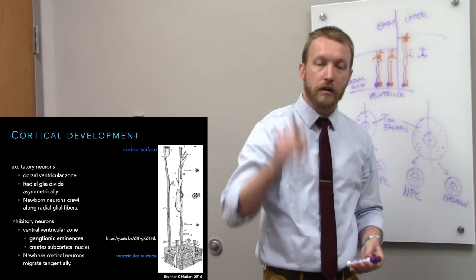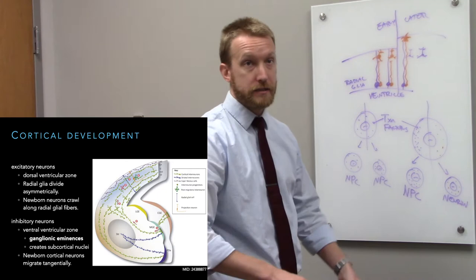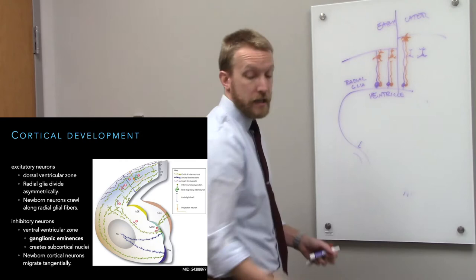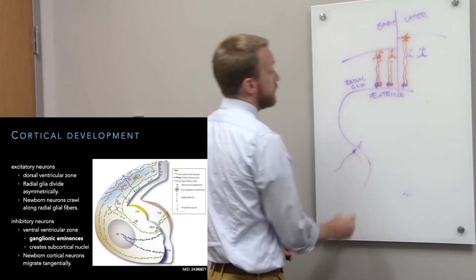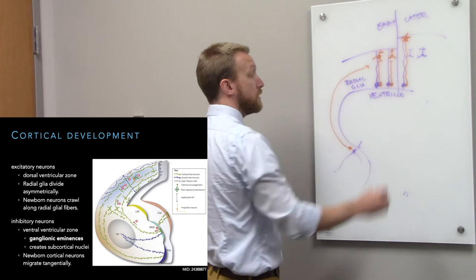The inhibitory neurons have to migrate from further away. They'll migrate from a place called the ganglionic eminences. This is still a ventricular zone, it's just a little more ventral. So if we were to draw this on down, maybe get this out of the way. Inhibitory neurons are going to form from precursor neuroprogenitor cells here as well, again through asymmetric cell division. But rather than crawling along a radial glial fiber, these newborn neurons are going to crawl their way into the cortex. Or they might settle somewhere else, like the striatum, for example.